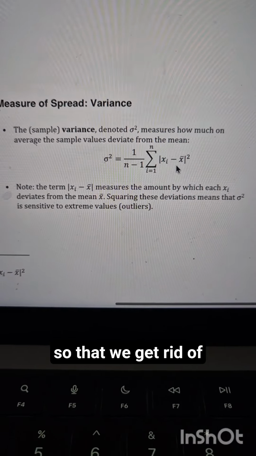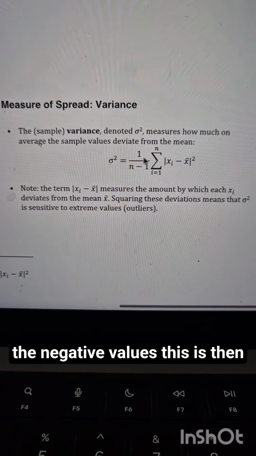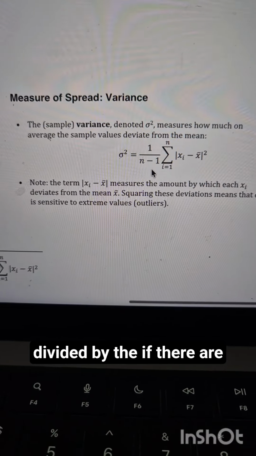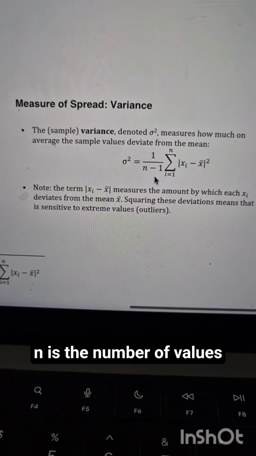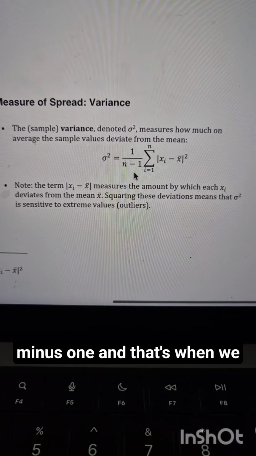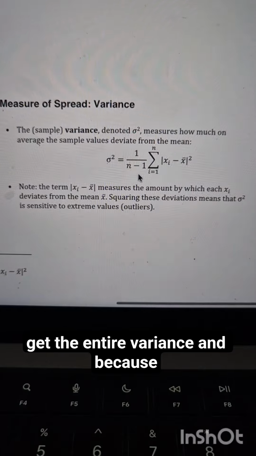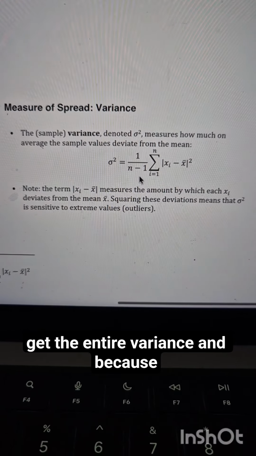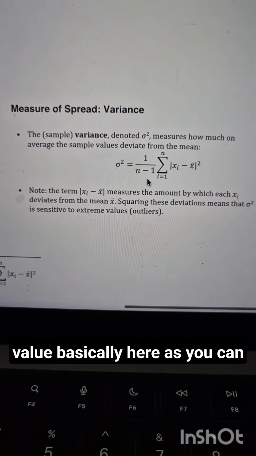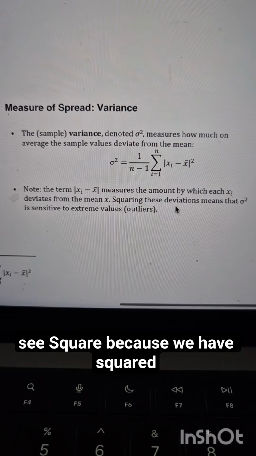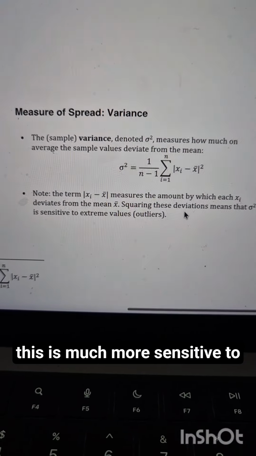Squaring is so that we get rid of the negative values. This is then divided by n minus 1, where if there are 10 values, n becomes 10, n is the number of values, and that's when we get the entire variance. And because we have squared the numbers, this is a much bigger value. Basically here, as you can see, because we have squared, this is much more sensitive to outliers.